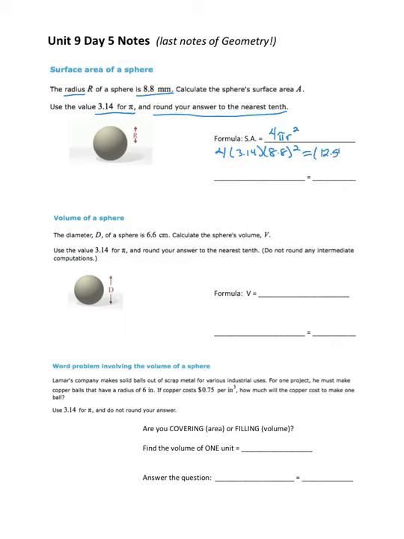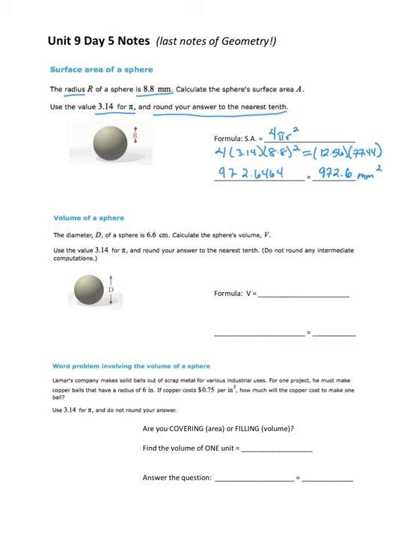So it's 12.56 times 77.44. So you've got 972.6464, and we're going to round to the nearest tenth. 972.6 millimeters squared, surface area of the sphere.